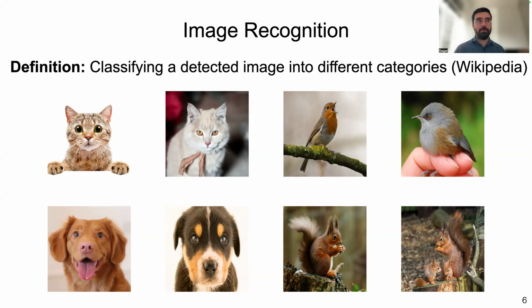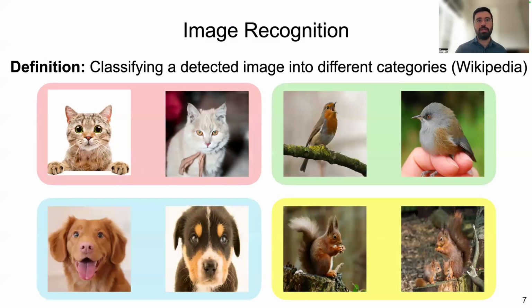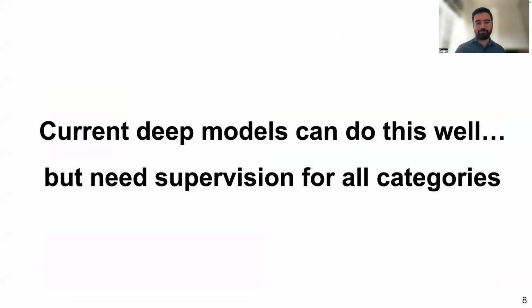It's an image recognition problem which, according to Wikipedia, is classifying a set of detected images into different categories. So if we look at these images here, this collection, I hope that everyone in the room can intuitively categorize these into these four clusters. So we know that the cats belong together, the birds belong together, the dogs belong together, and the squirrels belong together. And this is what we want our models to be able to do.